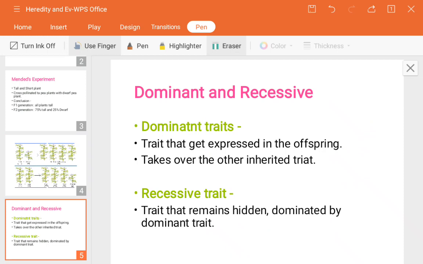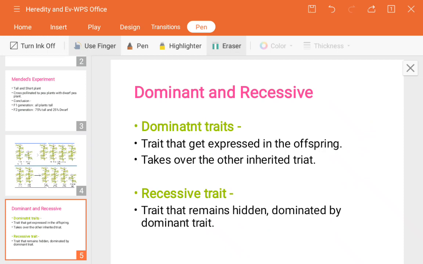Okay, we will see simple examples which we normally see in our daily life after this. So recessive traits mean what? The traits that remain hidden and are dominated by the dominant traits. So it always remains hidden. Sometimes it gets expressed, but it will always be dominated by the dominant character, meaning here by the tall plant. The dominant trait was the tallness of the plant, and the recessive trait was the shortness of the plant.